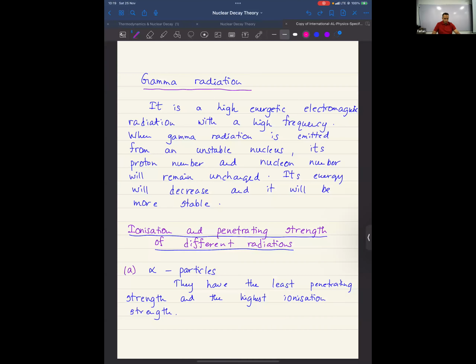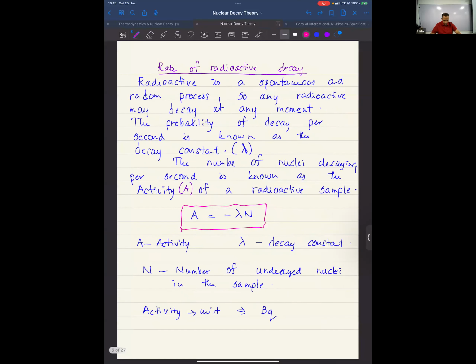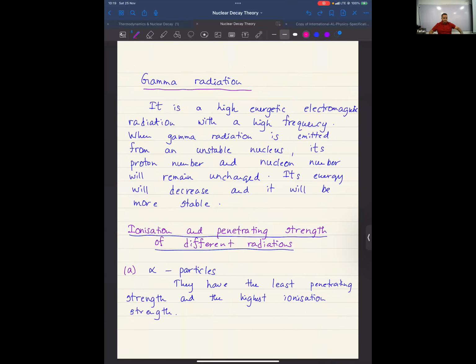Right, on to the next subtopic: ionization and penetrating strength of different radiations. Again, this you have done for your O-levels.